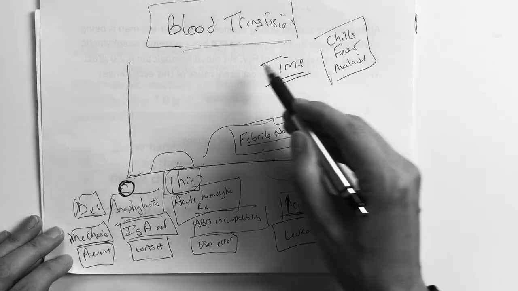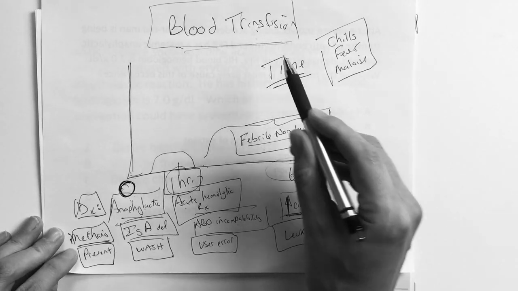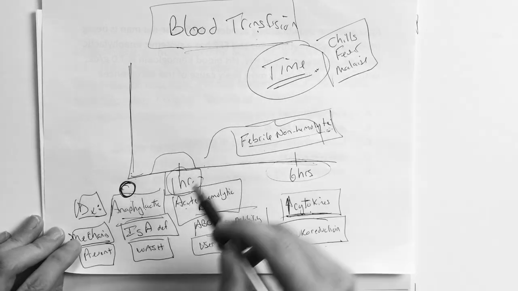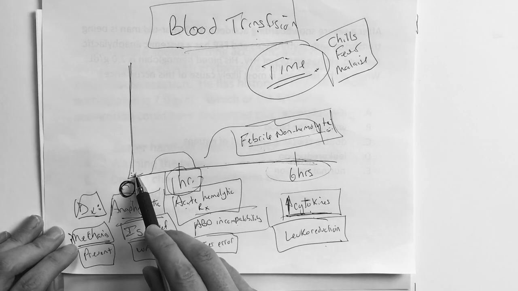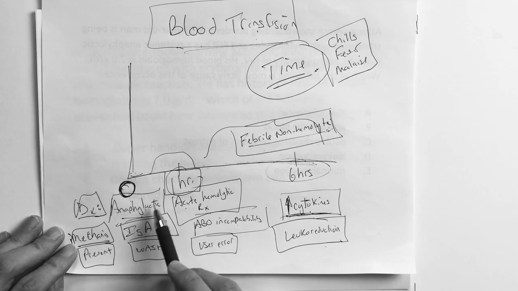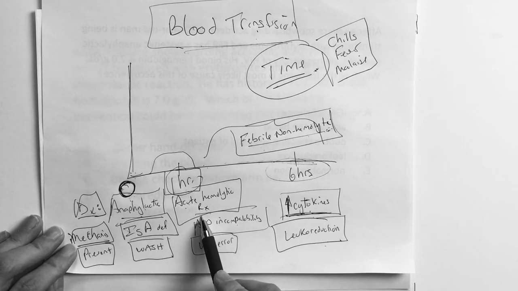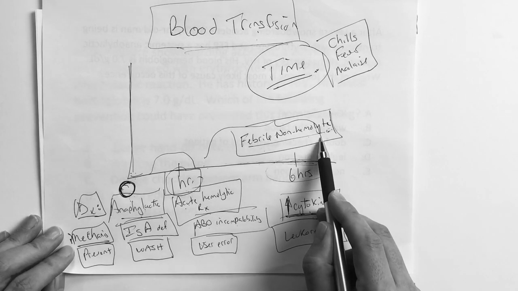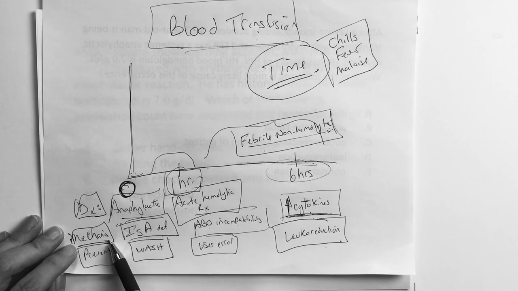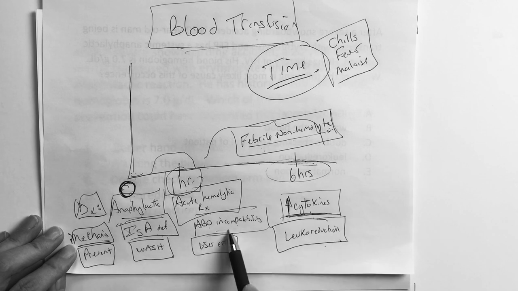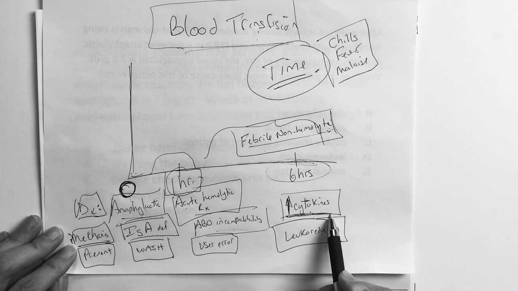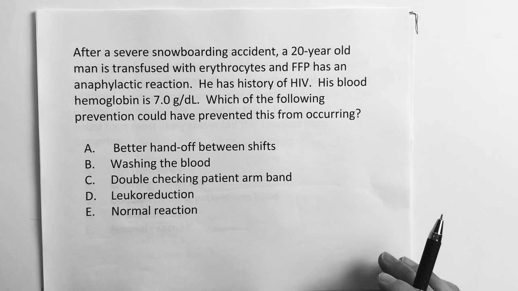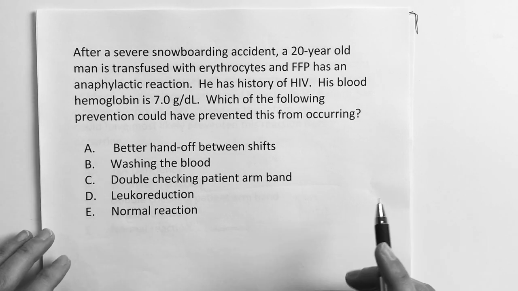So again, with blood transfusion reactions, you think everything is based on time. That'll get you the answer. But you've got to have this memorized. If it happens right away, anaphylactic. If it happens at 1 hour, acute hemolytic. And if it happens greater than an hour, it's going to be febrile non-hemolytic. And then your mechanisms are IgA deficiency, ABO incompatibility, or increased cytokines, and the prevention is either wash it, user error, or leukoreduction.